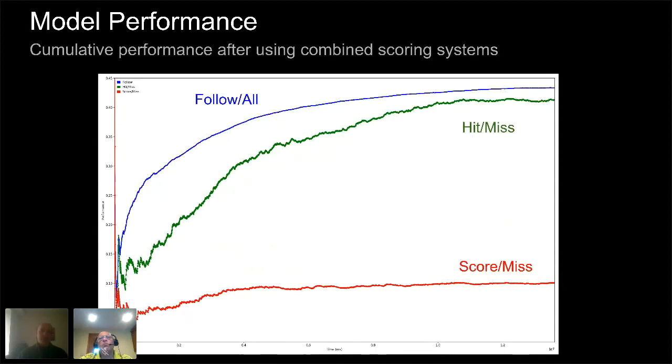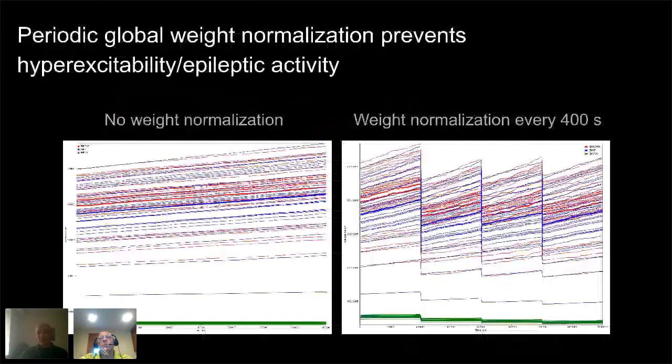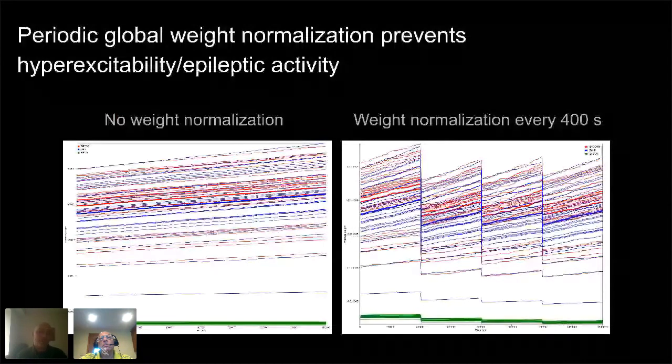And another thing which is an issue in these more detailed models is that if you just let the weights grow continuously, then you're going to have problems with hyperexcitability and epileptic activity.